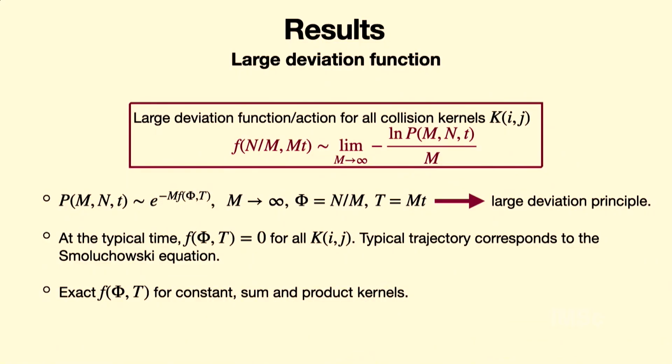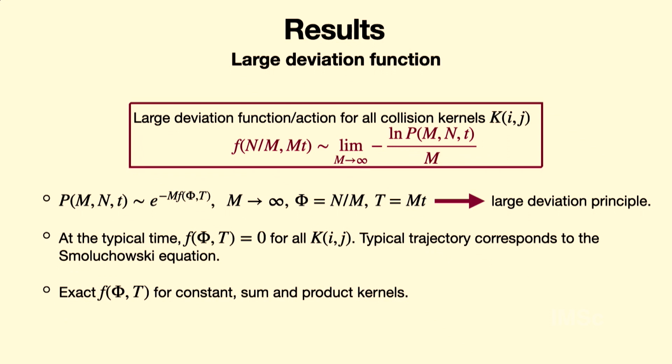And the results are as follows. We find that there is a large deviation function. So the probability P of m and t basically decays exponentially in the limit of large m, large total mass in the system. And under the condition that phi, which is the fraction of particles remaining, is finite, and also the scaled time capital T is finite, for any collision kernel you will take, there exists a large deviation principle, and there is a rate function associated with this principle, which is given by f of phi comma t.